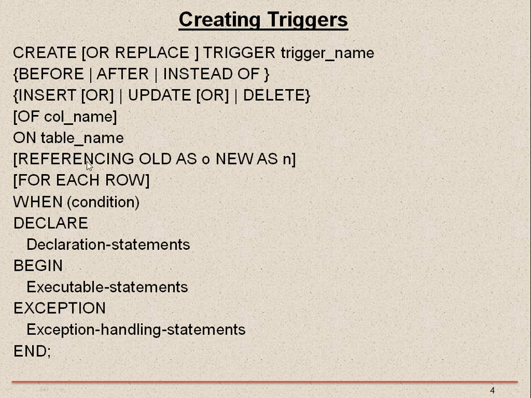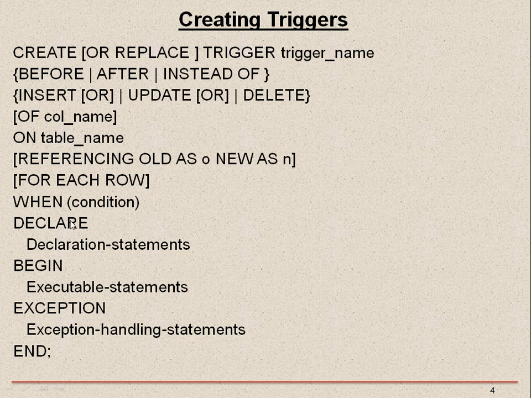Okay, this is the basic information about the trigger. Then referencing old as old and new as new. These keywords are used when you want to work with the old value and new value of a table's row information. At that time you can use this old and new information. For each row means the trigger fires for each and every row of your particular table. Then you can provide the when condition, when this trigger should fire.